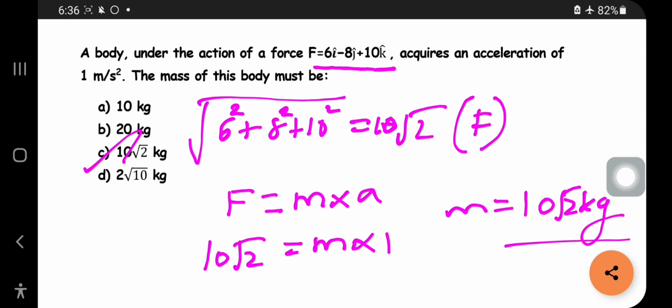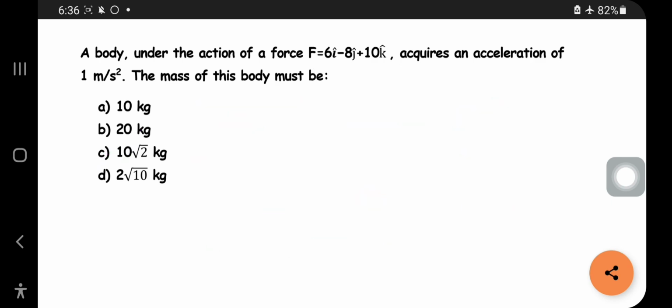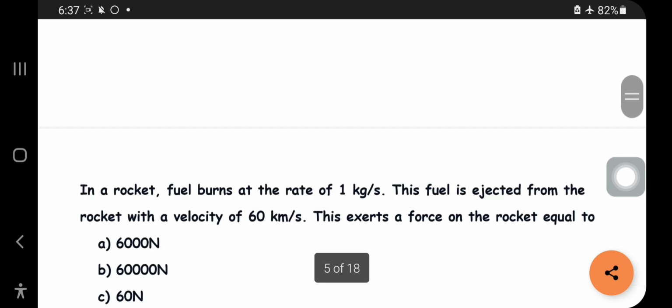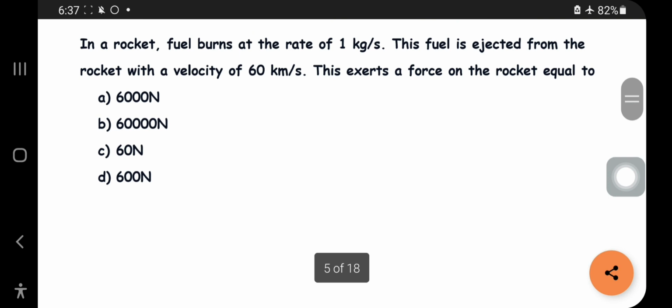So let us move into the next question, guys. The next question is of a different type, but it is easy if you understand the question. In a rocket, fuel burns at the rate of 1 kg per second. This fuel is ejected from the rocket with a velocity of 60 km per second. This exerts a force on the rocket equal to. So guys, do not expect the same question to come in your upcoming NEET exam. We are only making the important questions with the important concepts that can be expected in your future exams. So let us see the question.